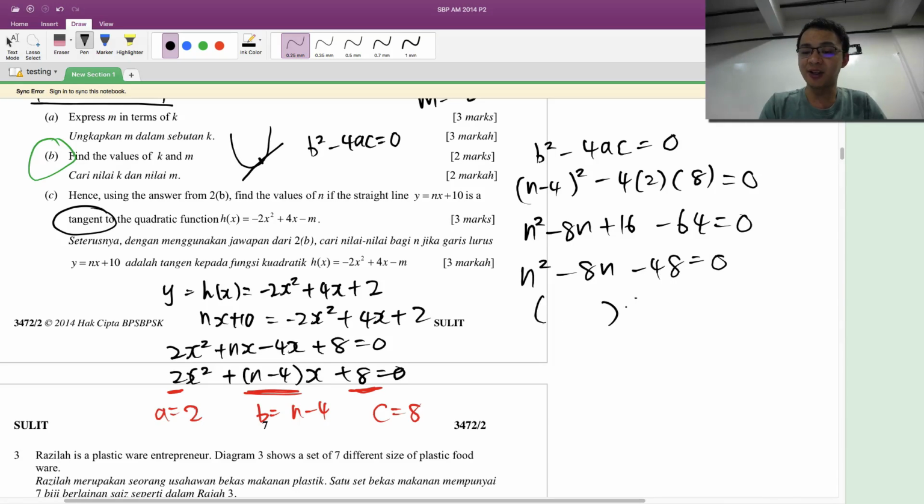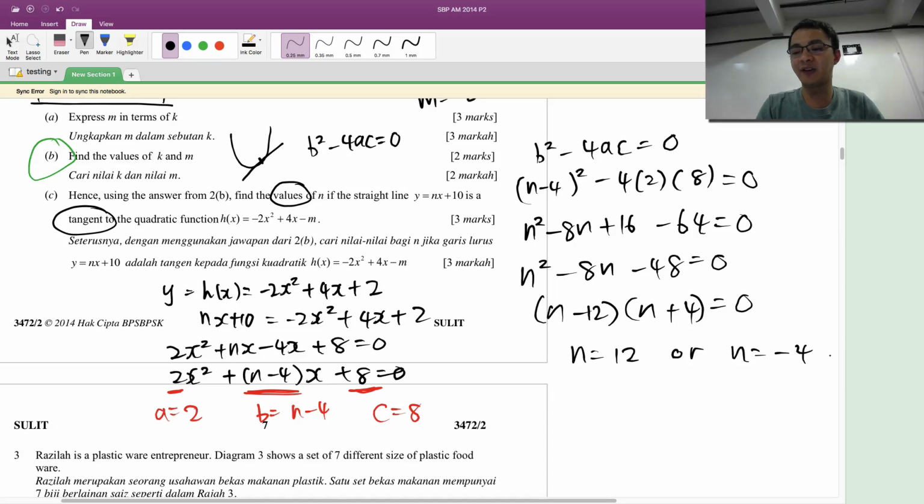Then you just factorize this one. And 48, maybe you can use 12 and 4. 12 and 4. And then this one should be negative, positive. Okay, so the question asks you to find the values. Do you see the s here? That means you have two answers, n equals 12 or n equals negative 4.